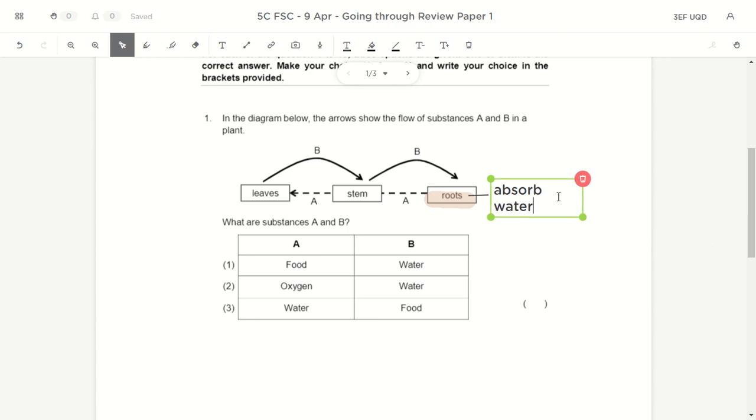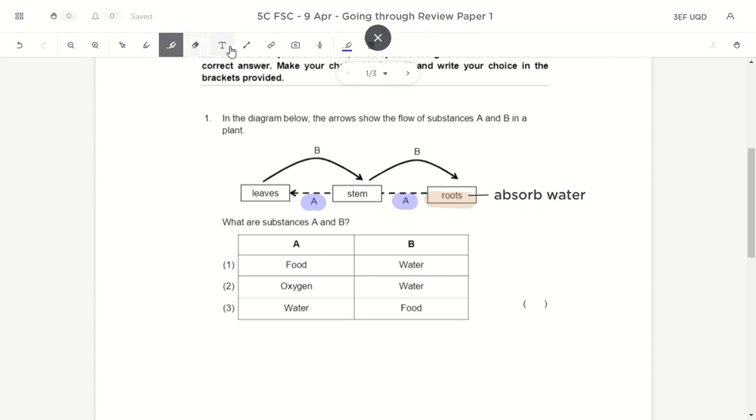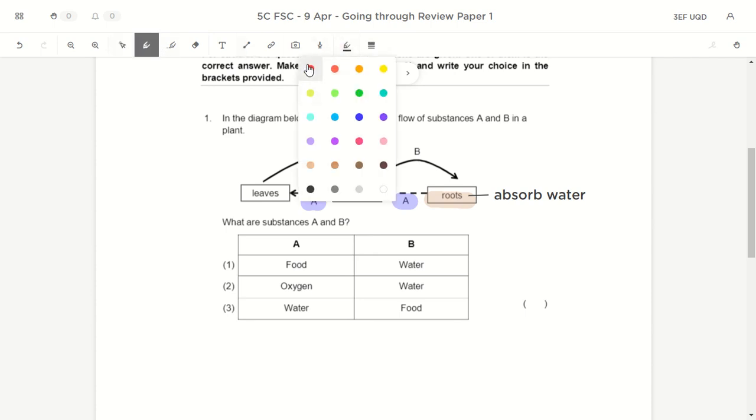I'm going to just write water over here. So the roots' function is to absorb water, and when roots absorb water, it transports it to the stem using the water carrying tube, and the stem transports it to the leaves using the water carrying tube. So this A over here is actually water, okay, because you realize it starts from the roots. It originates from the roots, and the roots function to absorb water. So the roots transport water to the stem through water carrying tubes. The stem transports water to the leaf through the water carrying tubes. So substance A, not tube A, substance A is actually water. So let's put a tick on water.